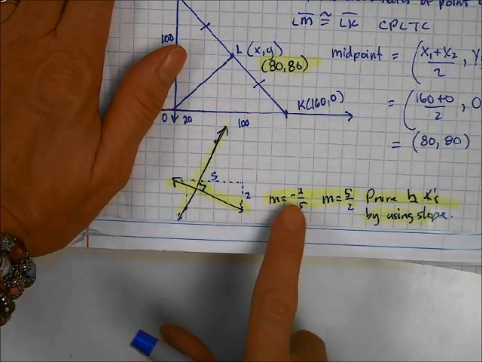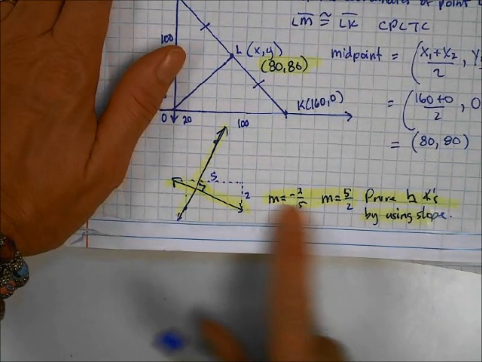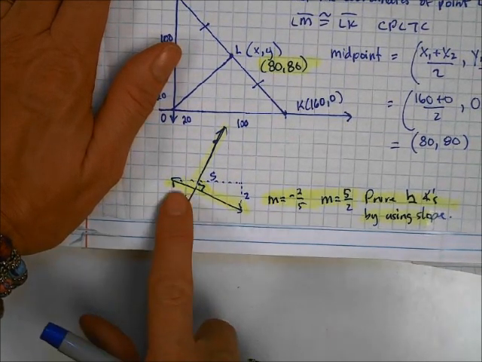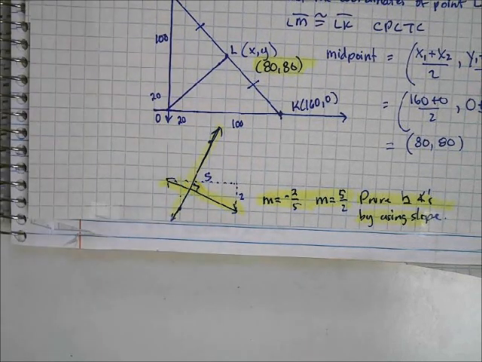So you might want to think about slope and the flipping opposite, because if they're flipping opposites, then you for sure have right angles, and that might help you.